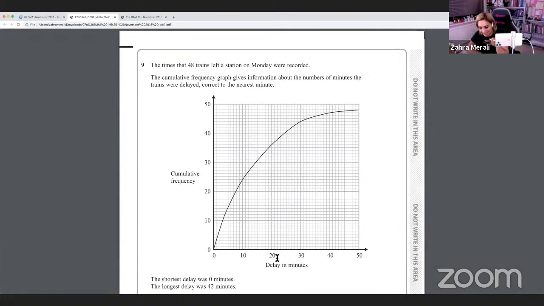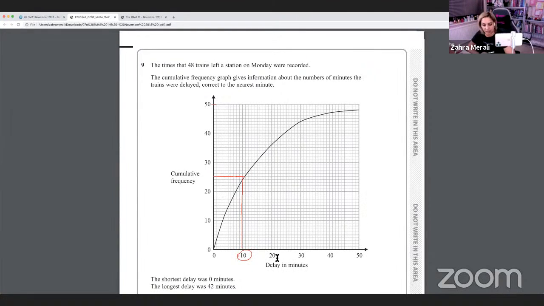And we're talking about delays. So the middle number, you're going to check out what your middle number is. So what you need to do is you read off from 50, halfway will be 25. You're going to go along, you're going to go down, and I get to 10.